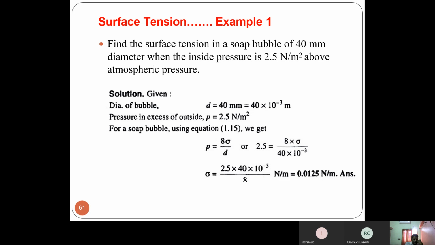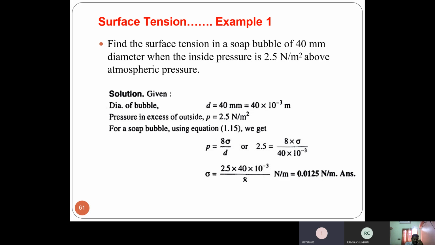So 2.5 is equal to 8 into sigma by the diameter D, 40 into 10 to the power of minus 3. If you simplify it, we will get 0.0125 Newton per meter length. Okay, this is simple information: for a soap bubble, the pressure difference is equal to 8 sigma by D.